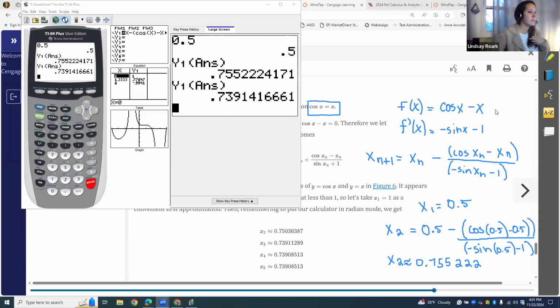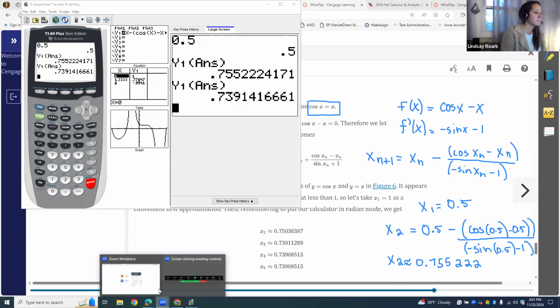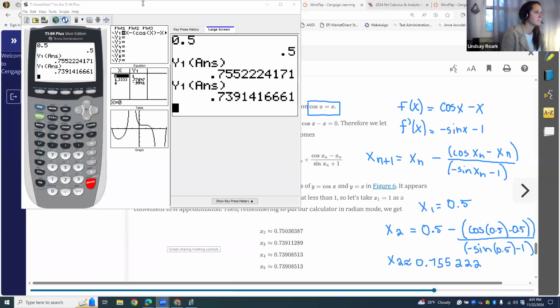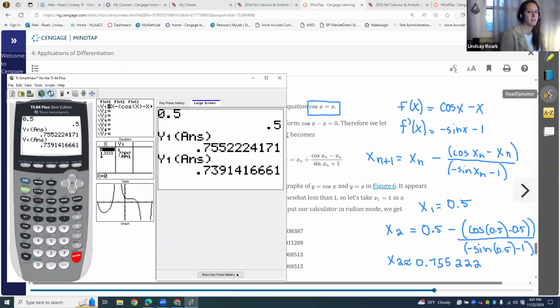If I can write on here, I don't know if it'll let me. Come on, come on. Let's see. I don't know why it won't let me write on it.